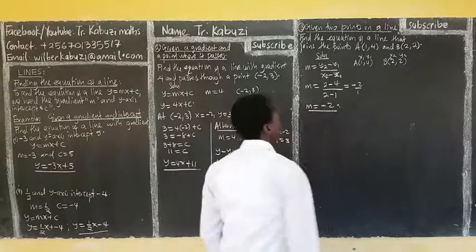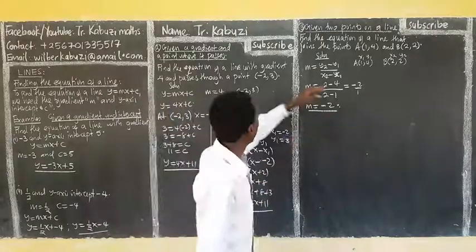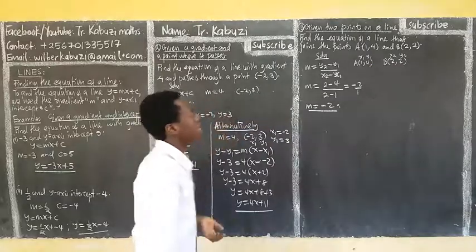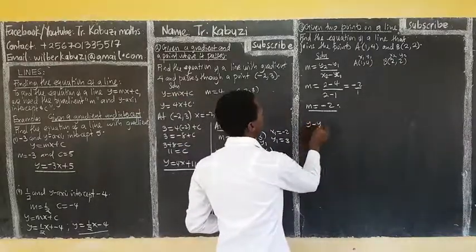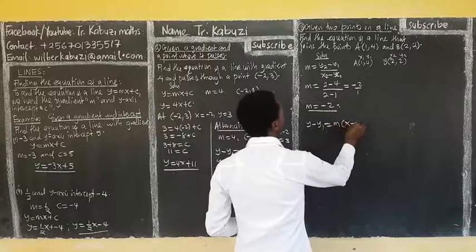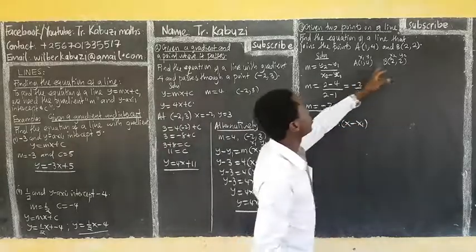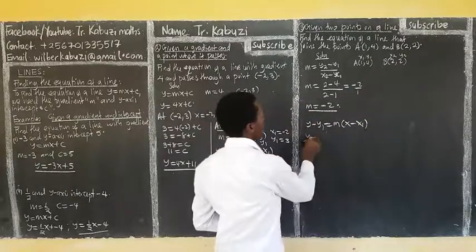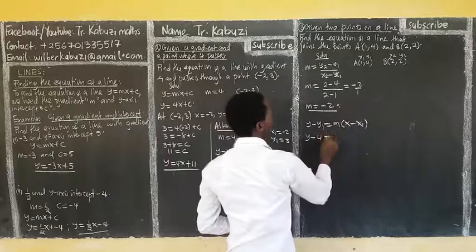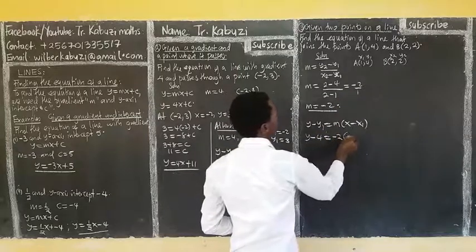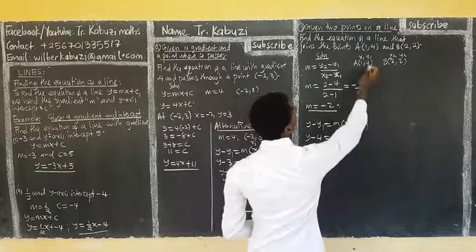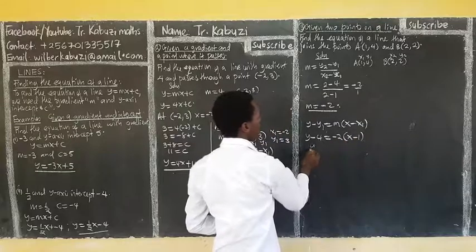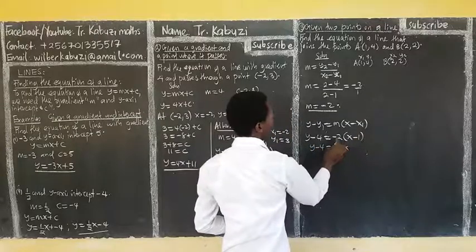So if you have the gradient, now you can use the idea that you have the gradient and the point where the line passes. Now we are coming back to this. So from there, I can just say that y minus y1 equal to m into x minus x1. You either choose this point or you choose this, it's up to you. Everything is going to give you the same answer. So y minus my y1, 4, equal to my m, which is negative 2, into x minus x1, which is 1.